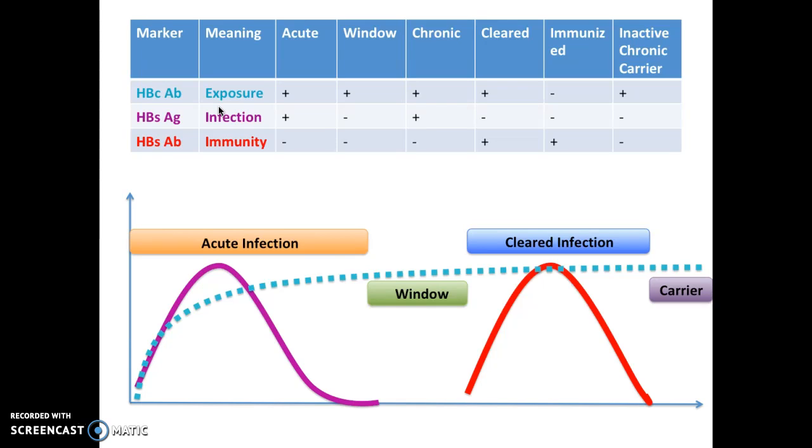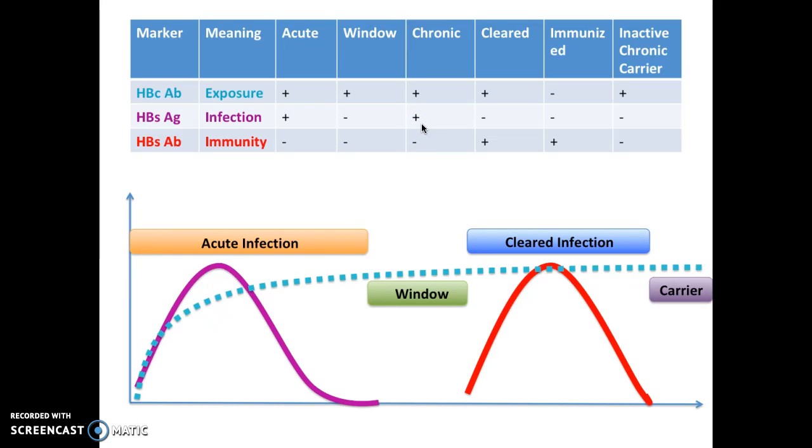So the only case that you wouldn't see the core antibody, well, 2 is technically if they've never had the infection in their lives, or if they were immunized before they ever had the infection. So everything else is a plus. HB surface antigen, antigen means that there's an infection, right? So there's 2 different flavors of infection. There's acute and there's chronic. So those are the only 2 times you're going to see the antigen.